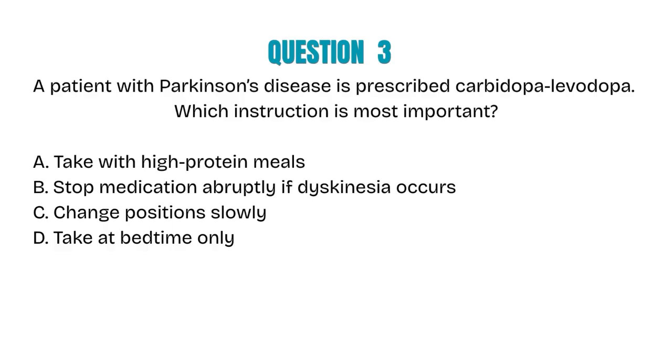Question 3. A patient with Parkinson's disease is prescribed carbidopa-levodopa. Which instruction is most important? A. Take with high-protein meals. B. Stop medication abruptly if dyskinesia occurs. C. Change position slowly. D. Take at bedtime only.